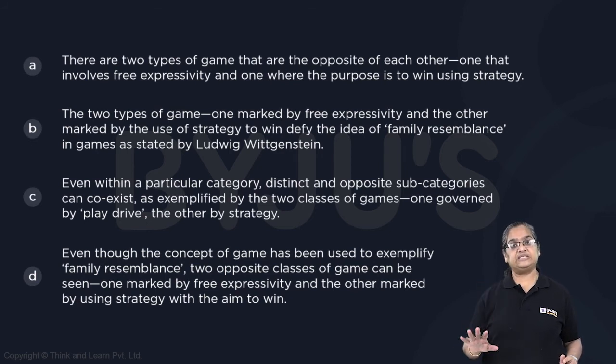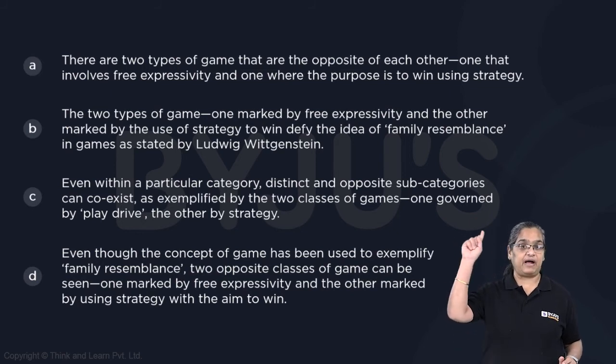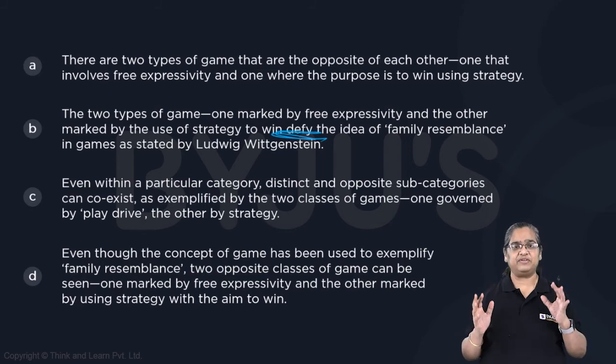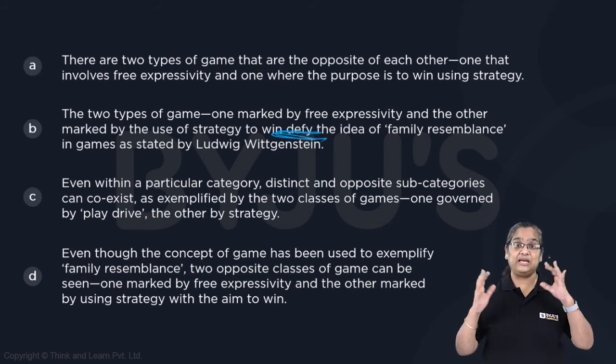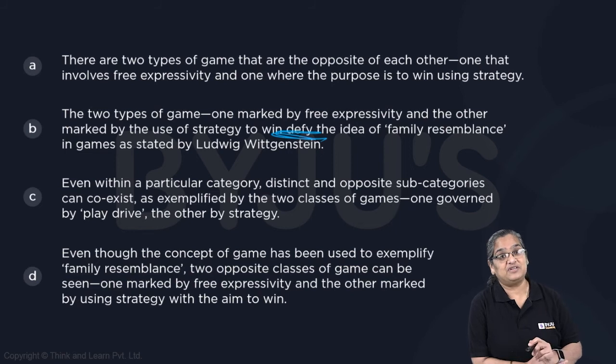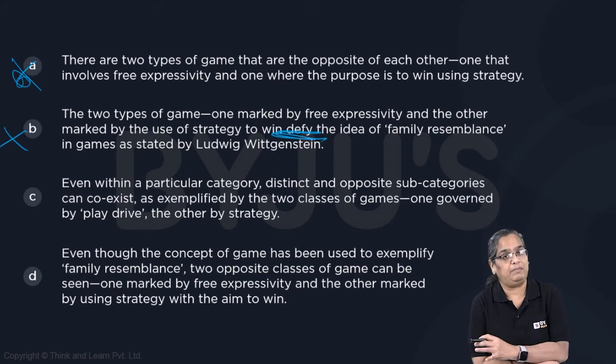True, but this is an incomplete summary because it didn't tell the family resemblance point introduced by Wittgenstein. So is there a better one? The two types of games, one marked by free expressivity and the other marked by the use of strategy to win, defy the idea of family resemblance. Do they defy the idea of family resemblance? No. Family resemblance was given by Wittgenstein to explain the nebulous, means vague, concept of game, but that doesn't mean that these two types of games defy that. So A is incorrect. A is partially correct, but doesn't include one main point.